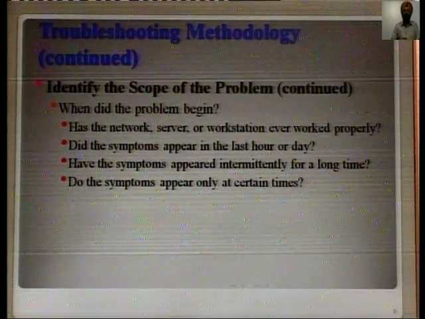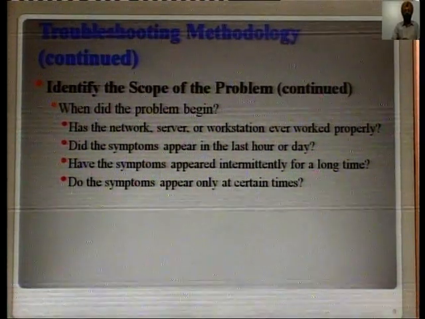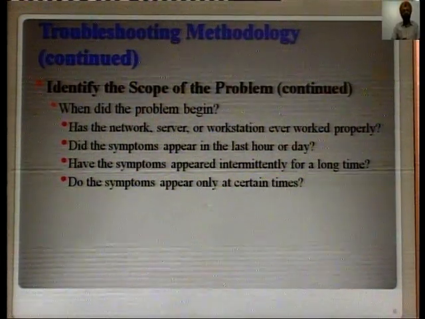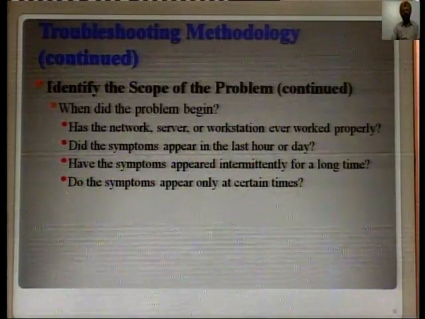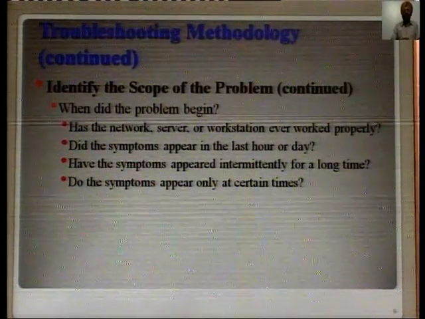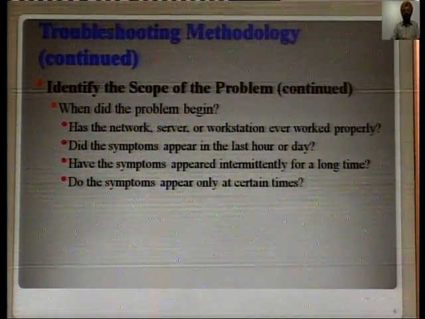Then, when did the problem begin? We must know the following parameters. When did the problem begin? Has the network, server or workstation ever worked properly? Or is this a new problem, or is this problem being caused by the system from the very start of this process or application?